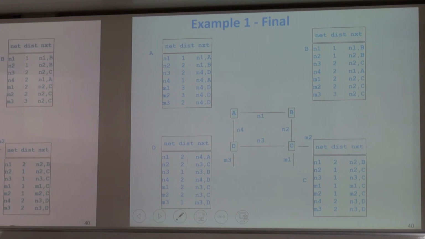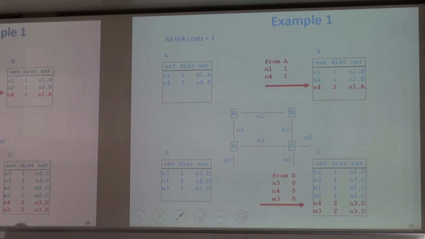Yes? If you go 2 slides back, when you wrote from D, N3 0, N4 0, M3 0, I don't understand why there are zeros. It's 1. It's a bug. It's a bug. It's 1, 1, 1.